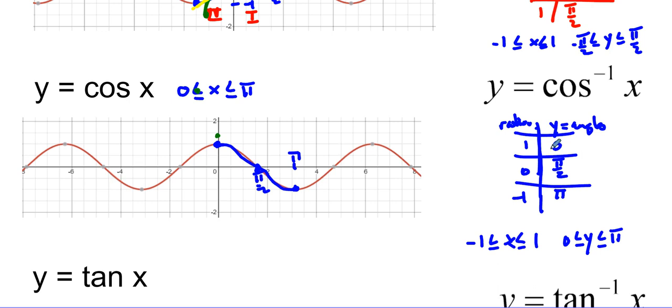What do we got here? 1 is going to be positive 0 right there. And I have to make sure I write this correctly, because this should be, yeah, that's right. And so when we graph this, once again, having some symmetry right there.